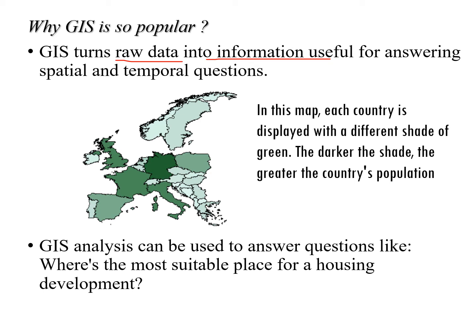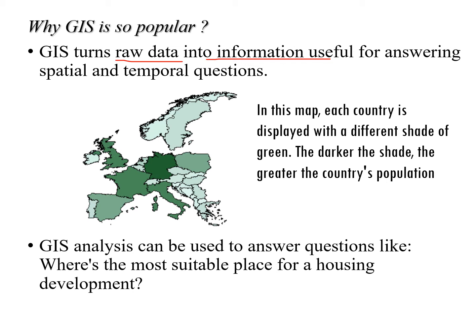How the points vary with respect to space, or the distance from one location to another location, that is called the spatial questions. So to understand this, let us say in this map, each country is displayed with a different shade of green. You can see I have different shades. Each shade has a different value. The darker the shade, the greater the country's population. So if you want to show the country's population for any particular range, all the shades have some kind of range which indicates the different population.